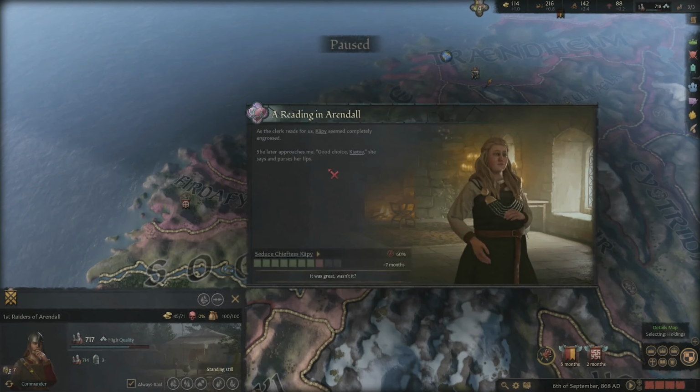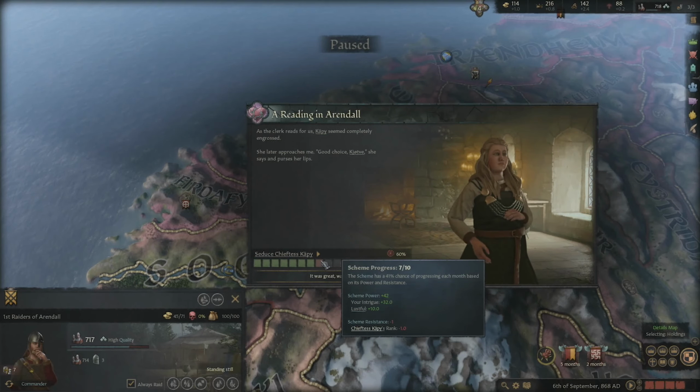Copy seemed completely engrossed. That was an excellent choice, Kyota, she says, and purses her lips. It was great, wasn't it?